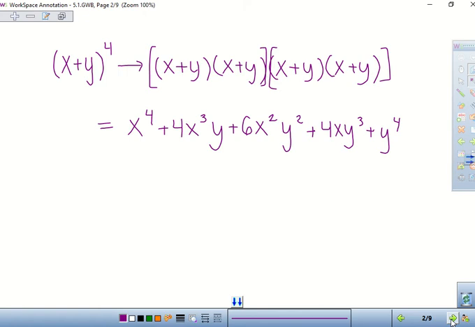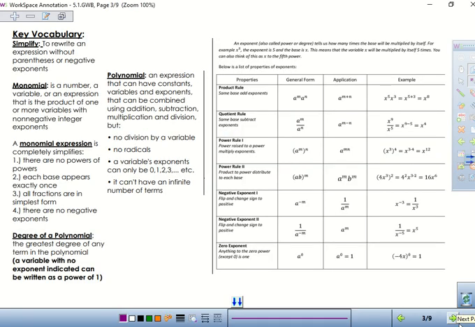Okay, so we have a situation where we have a binomial to the fourth power, right? Oh wait, I forgot to do the introduction slide. Sorry, just jumping right in. So this basically is a slide with a bunch of rules that you need to know about polynomials. This right here is all the rules that we deal with polynomials.